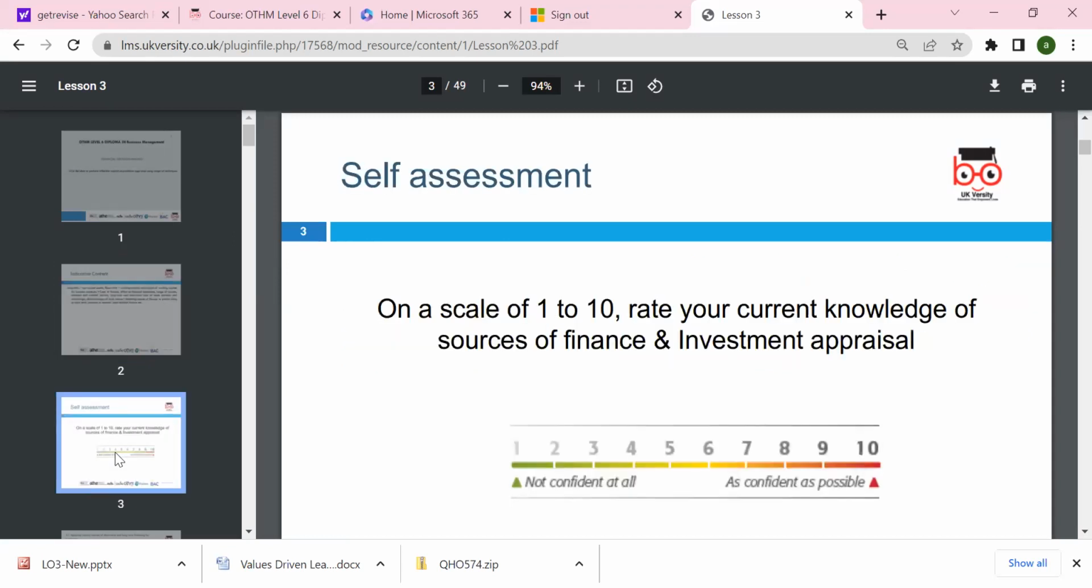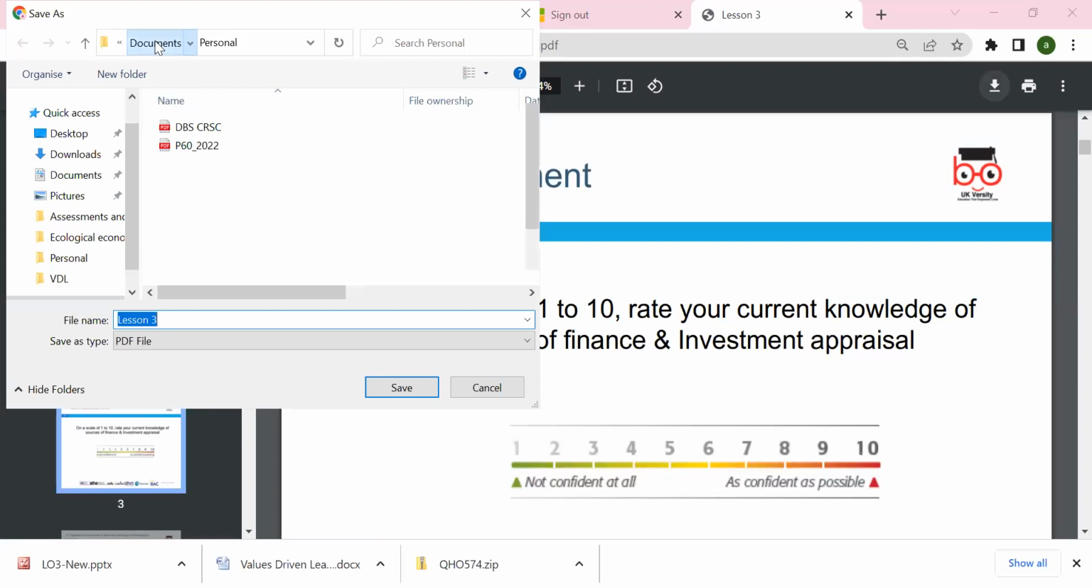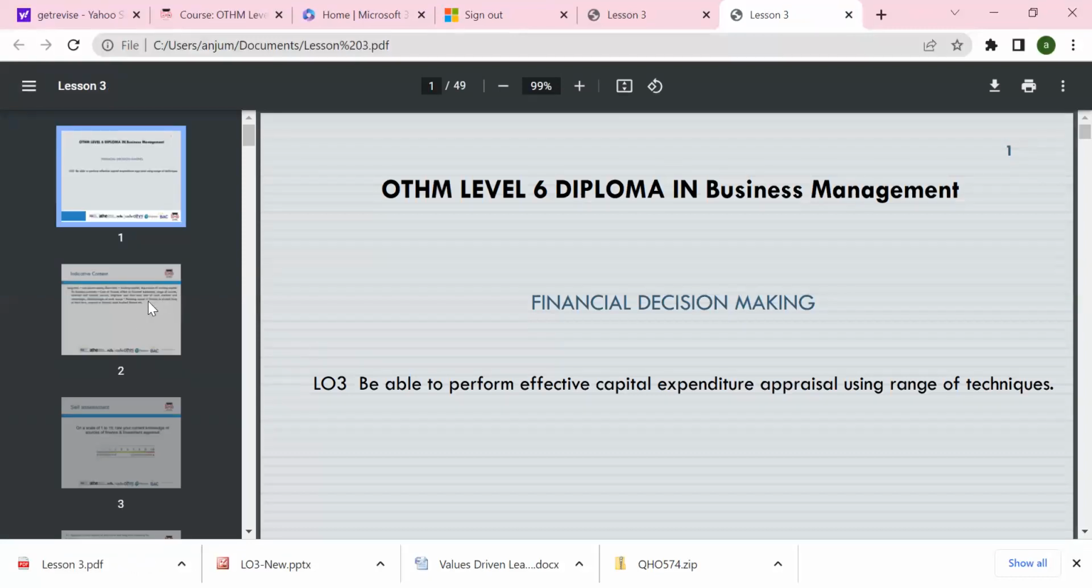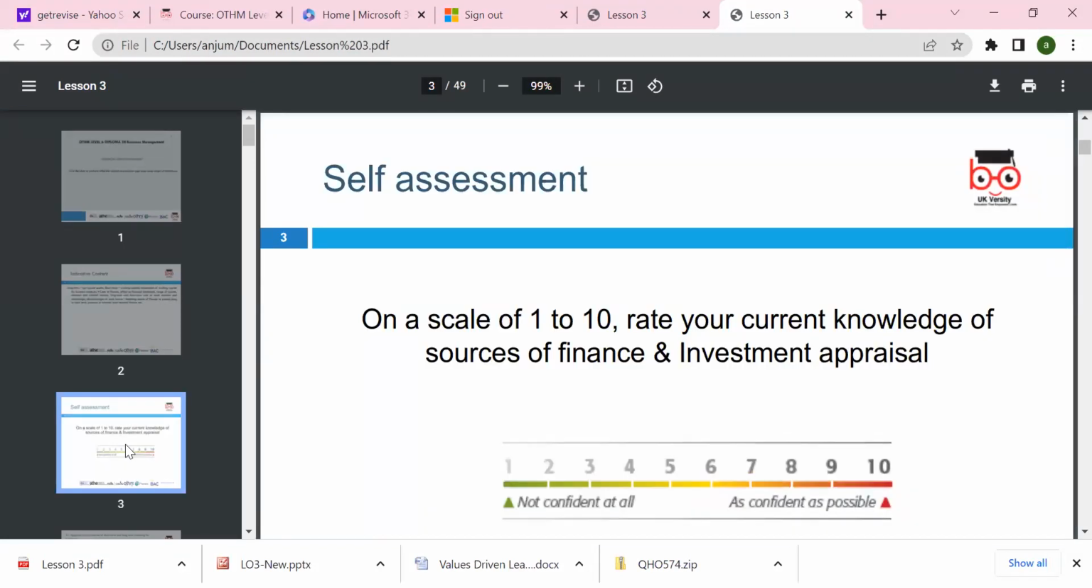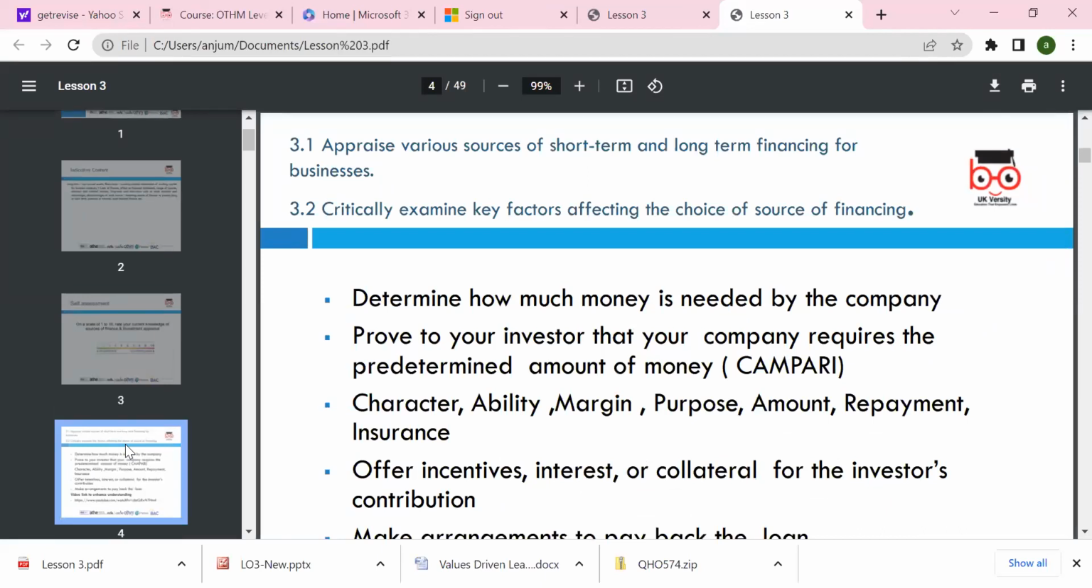When you start any activity, it's always good to reflect on what you already know about investment appraisal. On a scale of 1 to 10, how much do you know about investment appraisal? First, today we'll discuss appraising the various short-term and long-term sources of finance, where we can borrow the money. Second, we'll critically examine the key factors affecting the choice of sources of finance. Give me just 2 minutes, please.